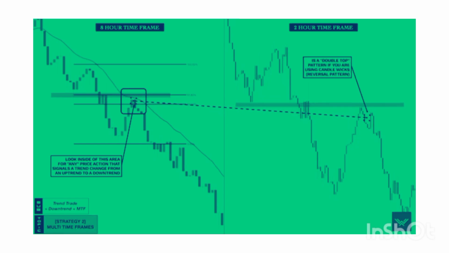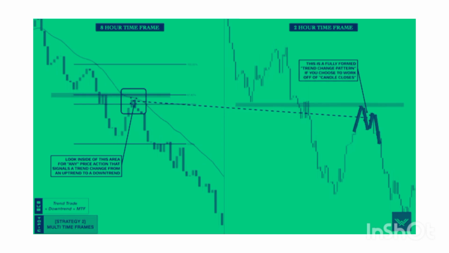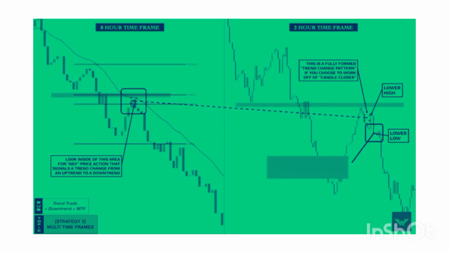First, this can be viewed as a form of double top, which is a reversal pattern. Or, if you work off of candle closes, this is a full trend change pattern, as you have your lower high and then your lower low, combined with a bearish momentum candle, which all confirms the reversal, and is when you would start looking for trade entries short on the same time frame or through a lower time frame using our entry strategy.